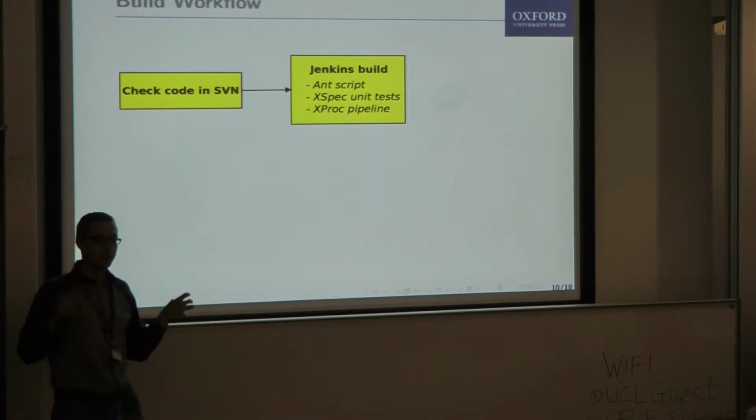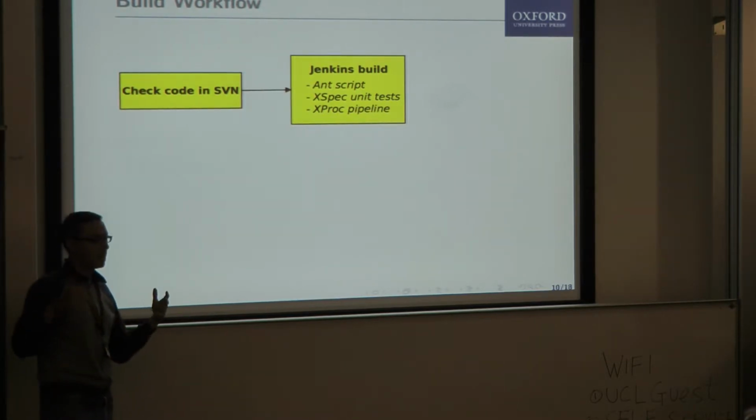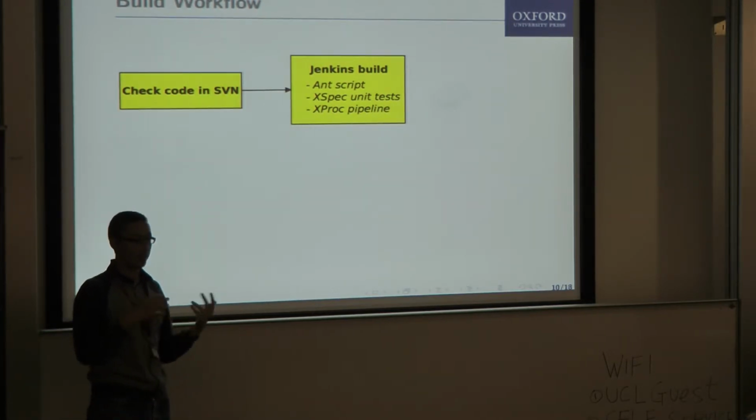So this is basically the export pipeline. Most of the work is done by the pipeline. We then implemented the pipeline inside the Jenkins continuous integration server.